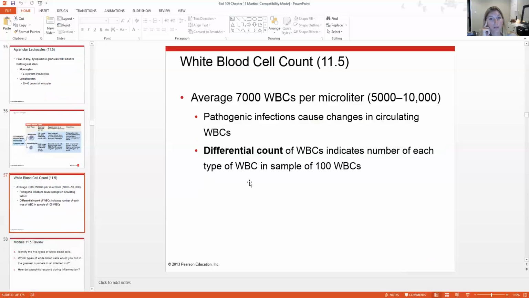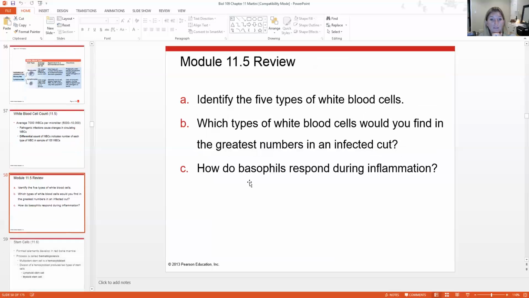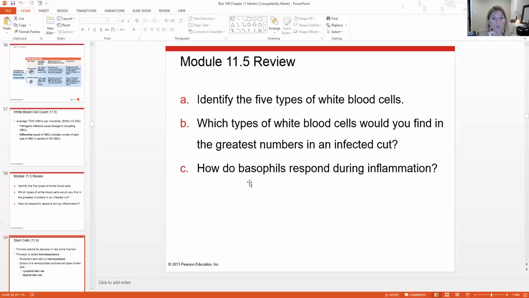So let's talk about white blood cell counts. Pathogenic infections can cause changes in the numbers of white blood cells. In other words, if your body is undergoing some type of invasion, from cancer to strep throat to a common cold, whatever, your white blood cell count is going to be elevated in order to respond to that. The differential count of white blood cells could indicate the type of infection that you have. So here are some questions you can go back and review for that little section we just covered.